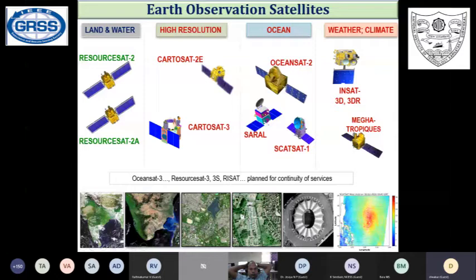Basically, Earth observation satellites are quite a few as far as India is concerned, both in the area of land and water as well as in the ocean. In addition to that, we have high resolution imaging capabilities, weather and climate. And as you know, most of these missions are presently the optical imaging missions, even though we did have the microwave missions and also the hyperspectral imaging capabilities.